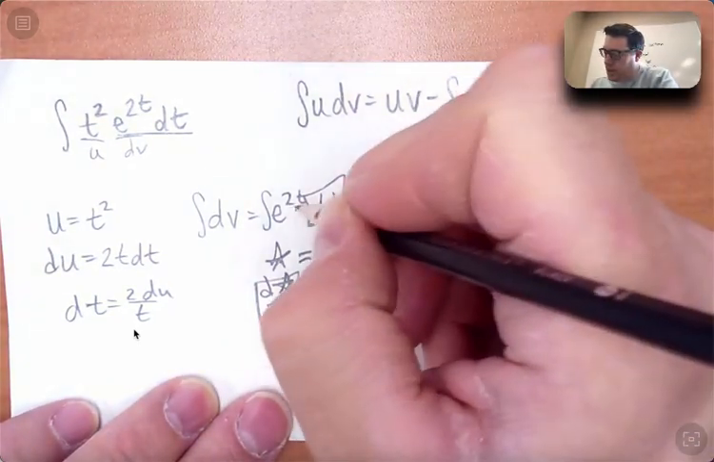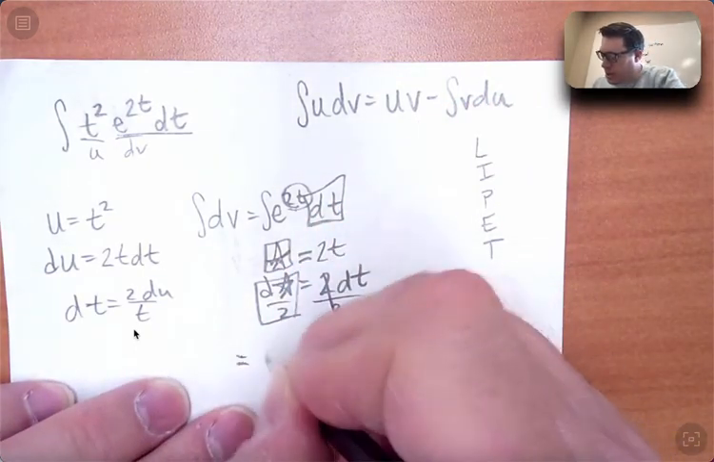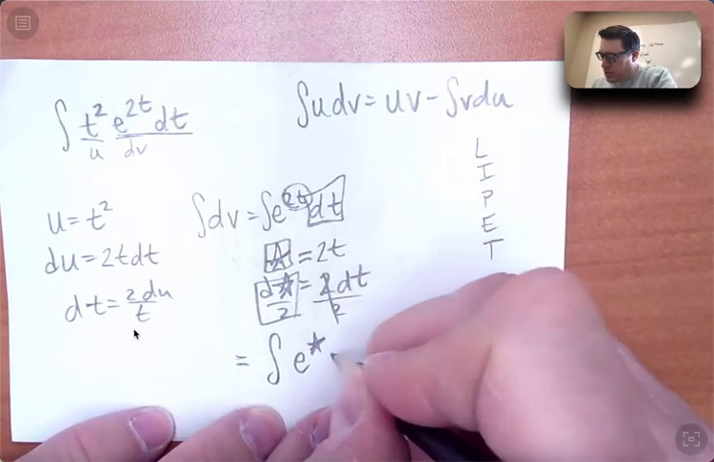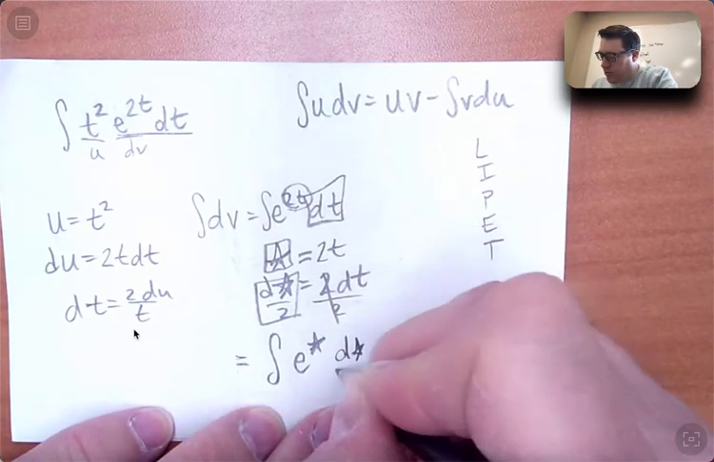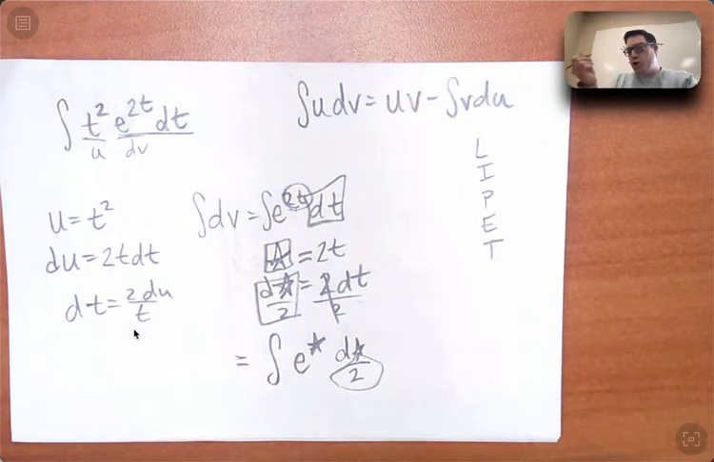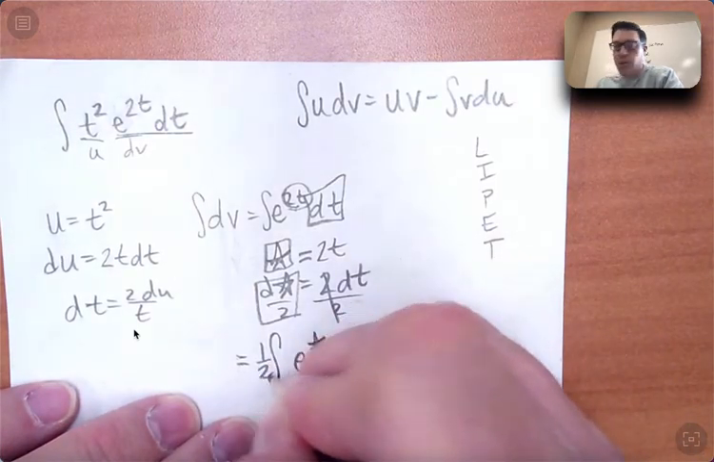I can replace 2t with star, and so the problem actually becomes the integral of e to the star times d star over 2, or really the over 2 is 1/2. So I'm going to push that all the way through the problem. Push it all the way through, all the way out front.